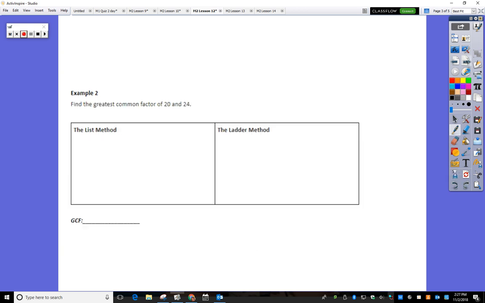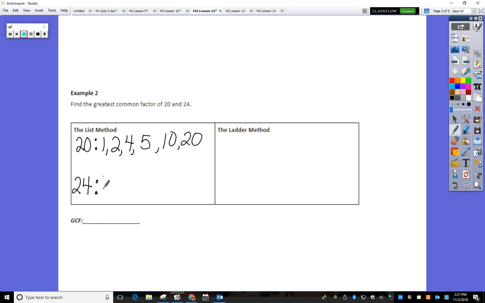Okay, we're going to try another one. Find the greatest common factor of 20 and 24. So with the list method, I would list out all of the factors. 1 and 20 would start us off. 20 is even, so 2 goes on the list. 2 times 10 is 20. 3 does not work. 4 goes into 20 5 times. And since 5 would be the next number I try, my list should be complete.